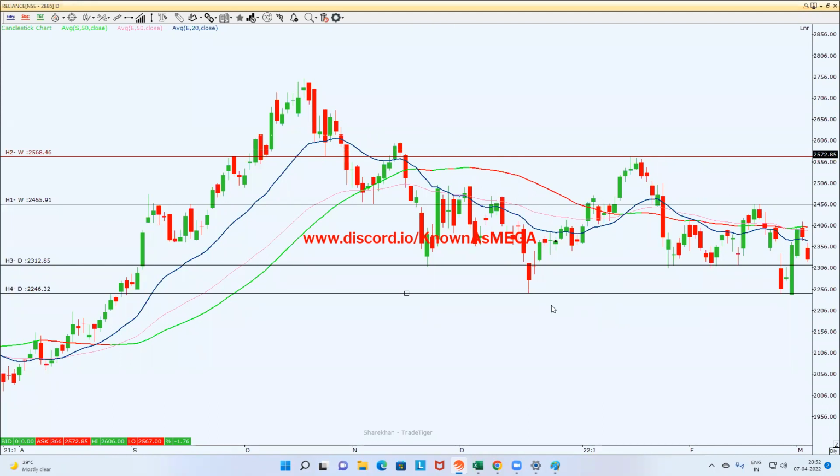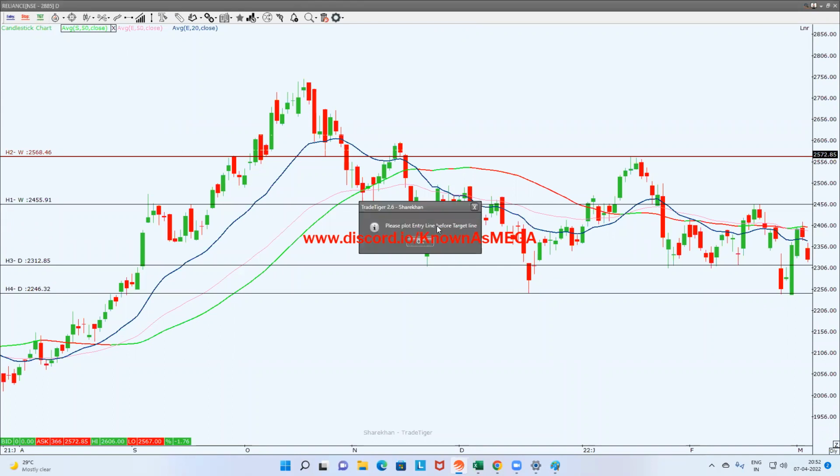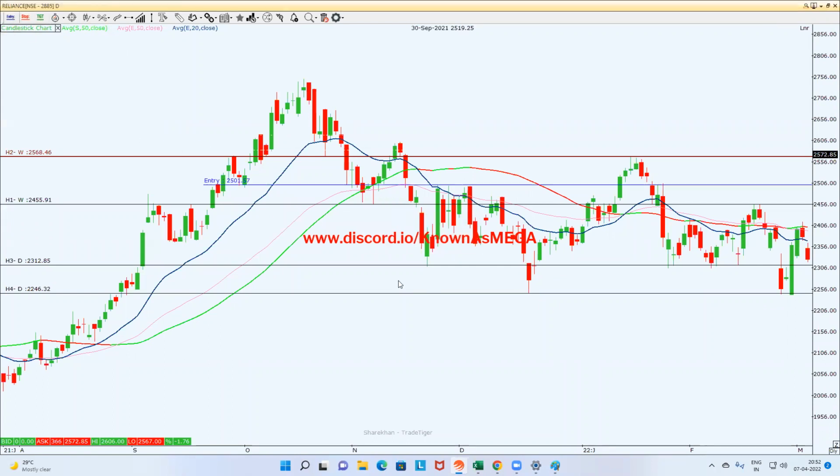yeah, you had kept it here, and you would not stick your stop loss here, right? You would keep the stop loss here. You would take entry here. Always leave little room for your stop loss. You move even higher, no issues.